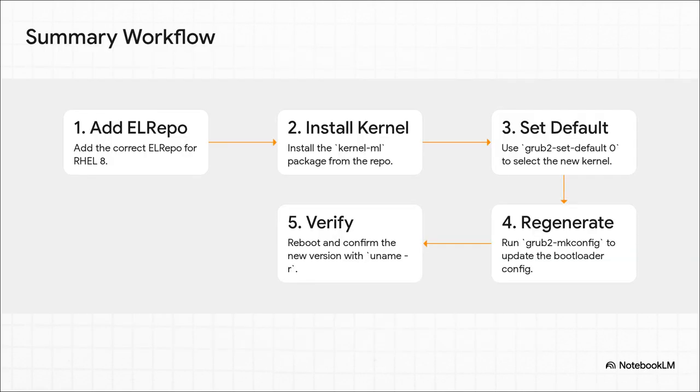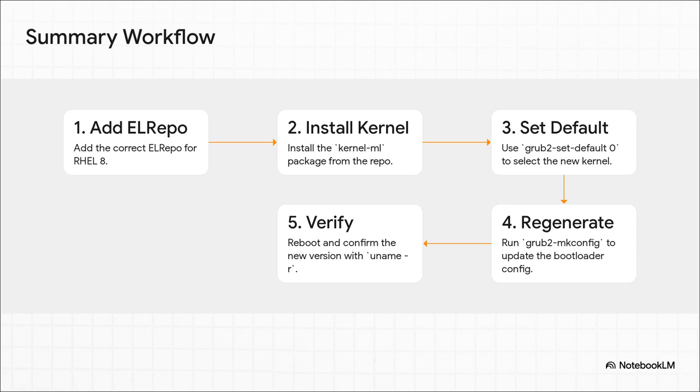So let's boil this entire thing down to 5 steps. 1. Add the EL repo. 2. Install kernel-ml. 3. Set the default to 0. 4. Rebuild the GRUB config. 5. Reboot and check with uname -r.